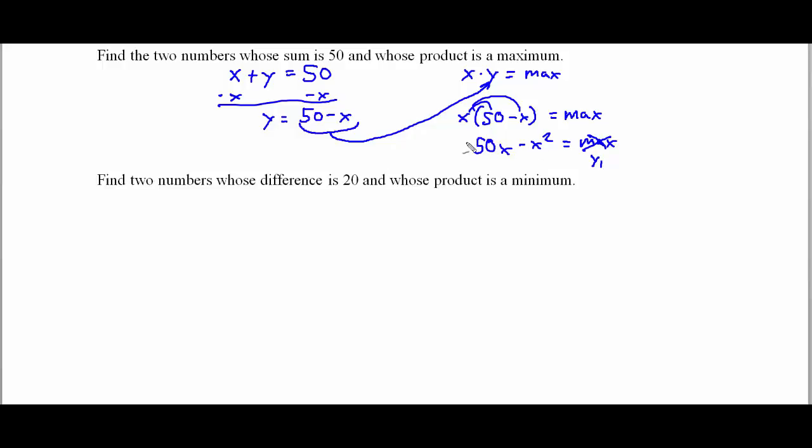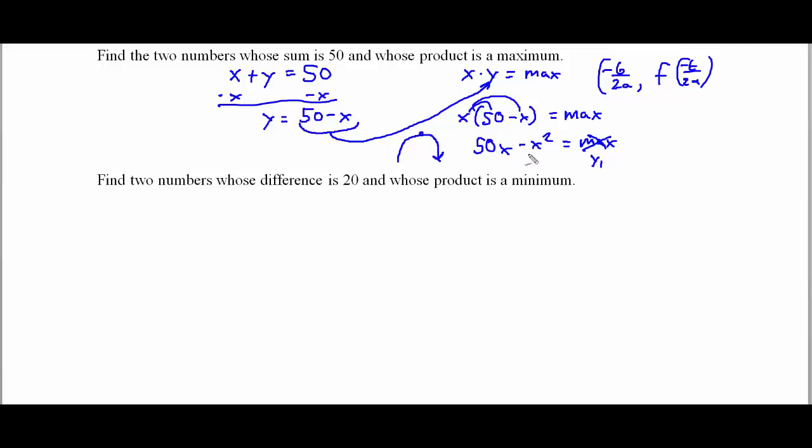Since this is a quadratic with a negative x squared, it's going to be a downward opening parabola, and its maximum is going to be at its vertex. What I know about the vertex is that the x coordinate of that vertex is going to be negative b over 2a. This is half of finding the x and y coordinates at the vertex: negative b over 2a and f of negative b over 2a.